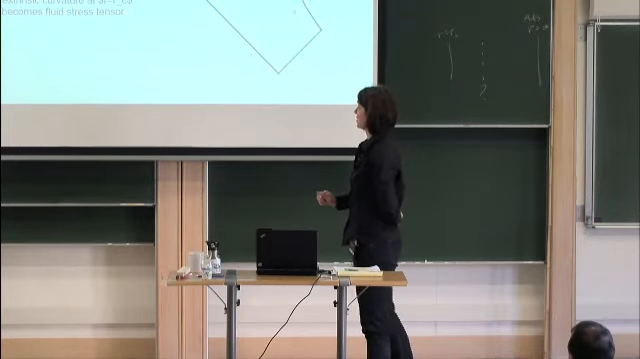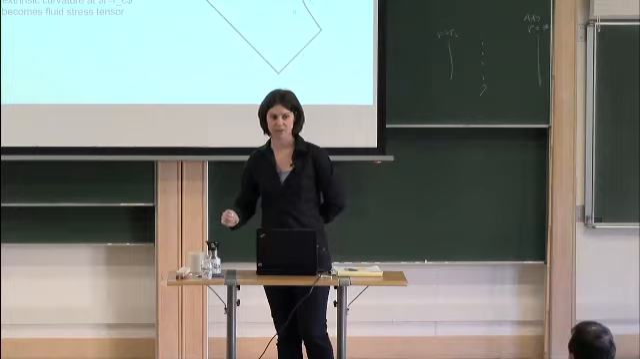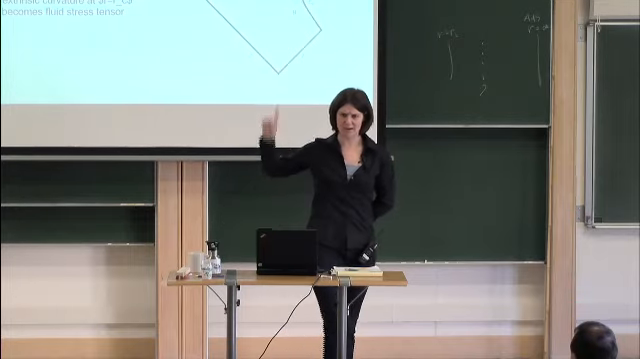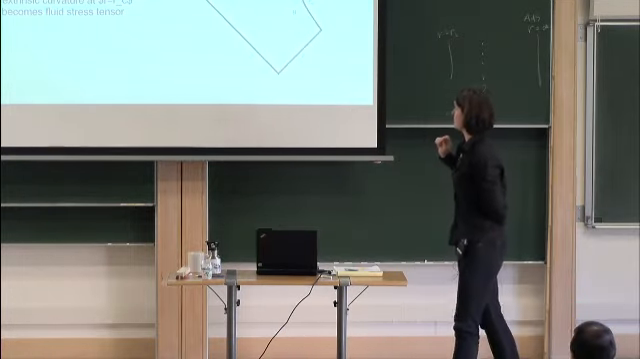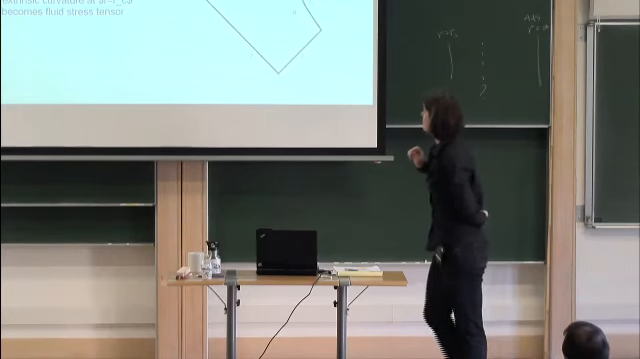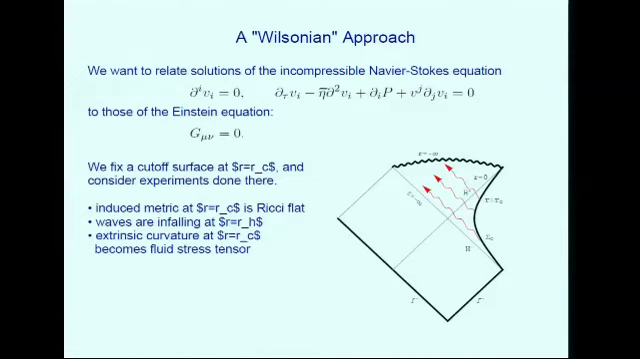Our first paper was titled A Wilsonian Approach to Fluid Gravity Duality. When I give this talk now, I put the word Wilsonian in quotes, and I'll discuss why as we come to it. But for now, I just want to give you an overview. We're going to want to relate solutions of the incompressible Navier-Stokes equation. The incompressibility condition is the one on the left, Navier-Stokes, of course, is the one on the right, to the Einstein equation.